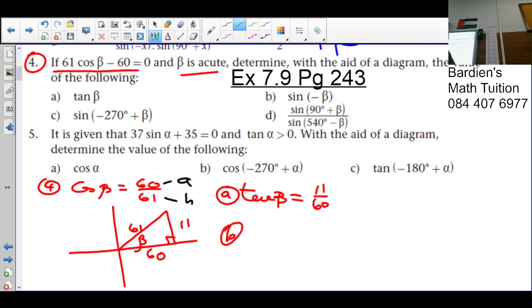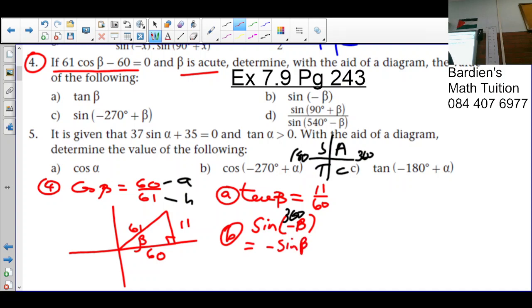B. Sine of minus beta. So what's the first thing we do? We add 360 to it. All stations to claim on. Which quadrant is that in? Fourth quadrant. Sine positive or negative? So it's negative sine beta. Sine, what does sine stand for? Opposite over hypotenuse. So it's negative 11 over 61.